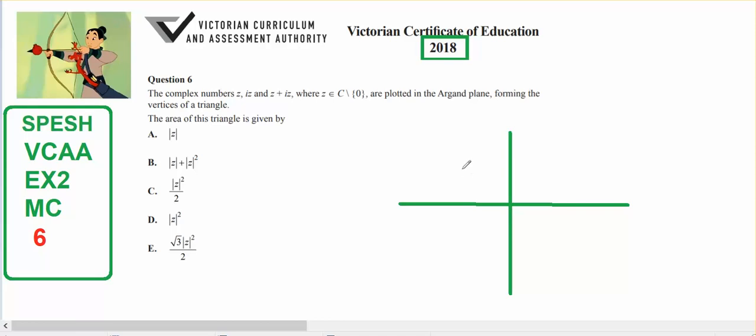This is for UTOR Spec 2018 Exam 2 Multiple Choice Question number 6. Let's say complex number Z was A plus BI.